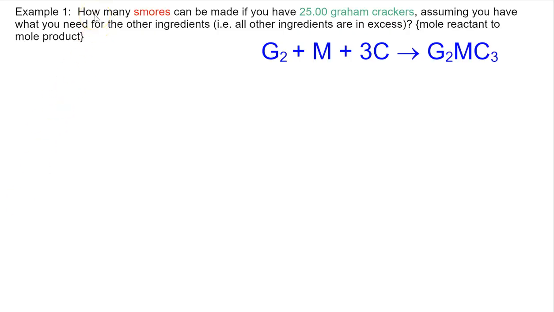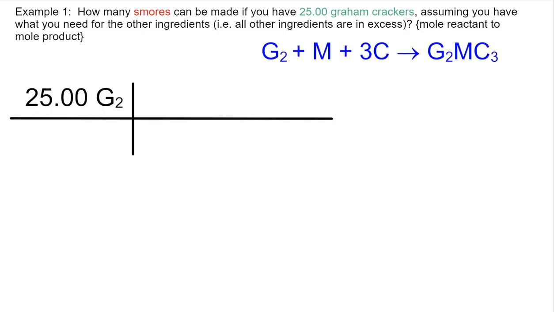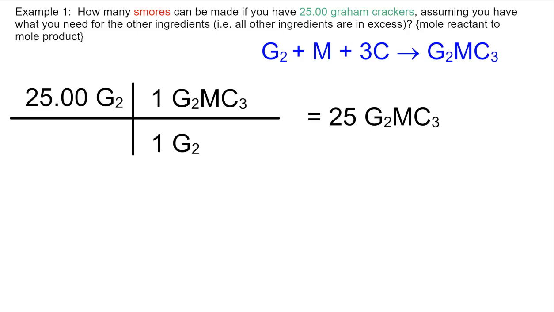Remember, our question words are how, why, where, what, when. So in this case, how. So we're going to start with 25 graham crackers, and then we're going to use the relationship in the recipe to go from graham crackers to s'mores. We know for every 1 graham cracker there is 1 s'more, and if I do the math, 25 times 1 divided by 1, I can make 25 s'mores.